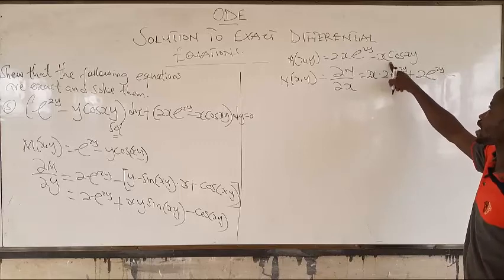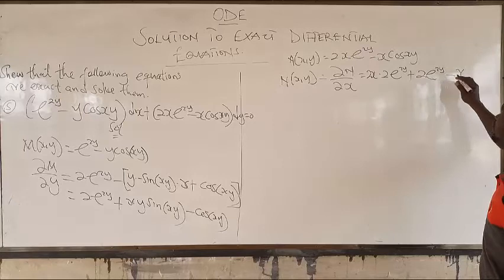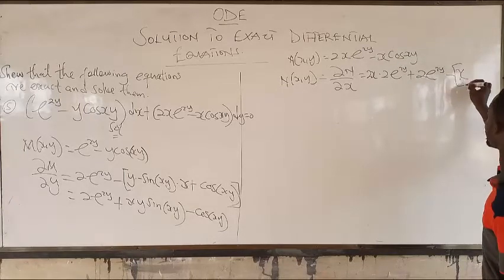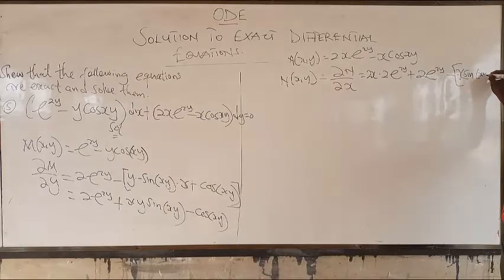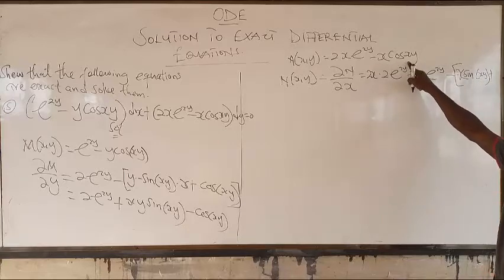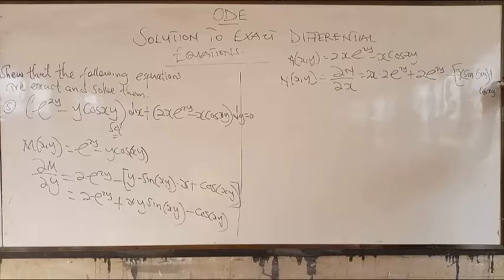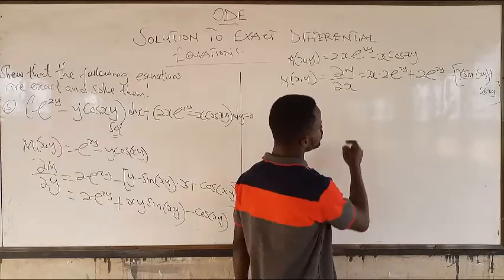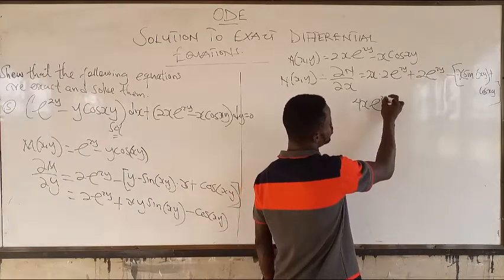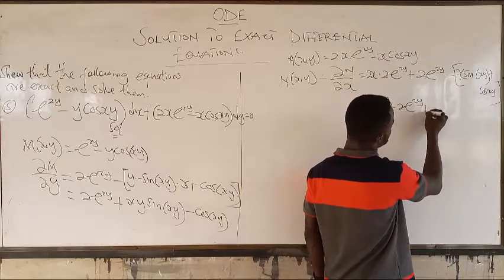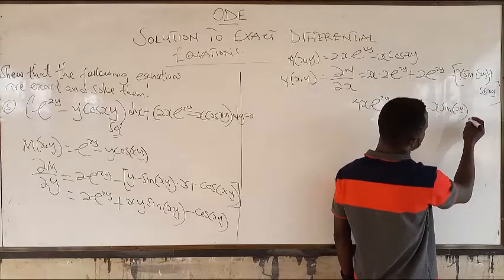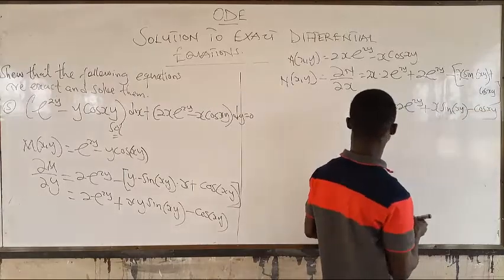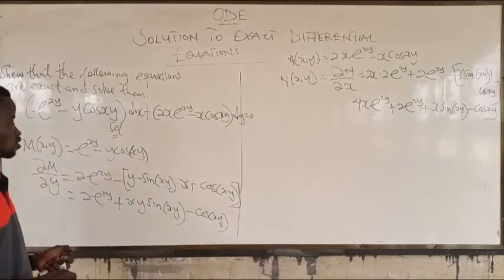Minus, then we come to this part. Product rule. Leave this, differentiate this. You get negative sine sy, plus you differentiate this, which is 1, then you leave this, which is cos sy. I hope you are going through it yourself. So this is going to give you 4x e raised to power 2y plus 2 e raised to power 2y. And then I get 4 s sine sy, and it's going to give you negative cos sy. Very good. So that is what we have there.